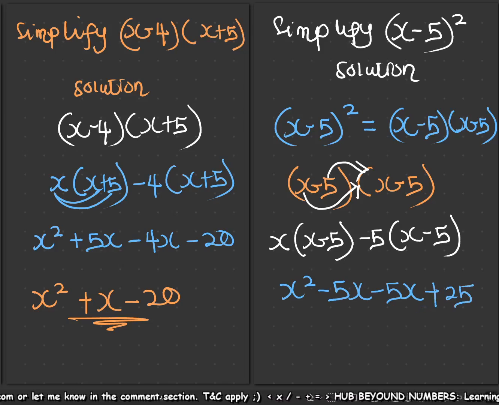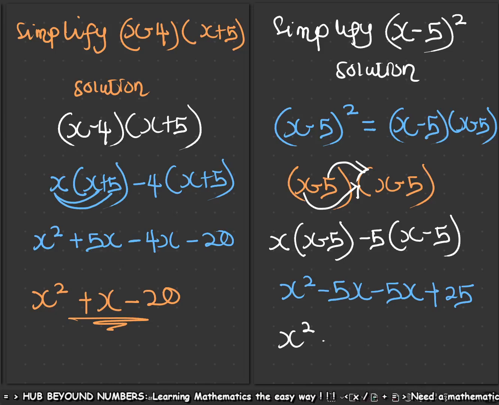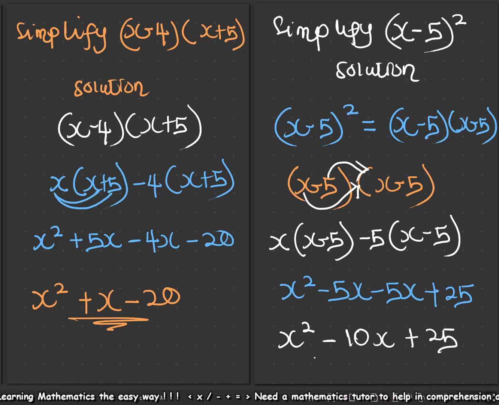So at this point, we now simplify the like terms. The x squared has no other like term, so it's maintained as x squared. The negative 5x minus 5x gives us a negative 10x. Then we have our plus 25. So basically, this is how we evaluate a binomial expression, that is multiplying one binomial by the other.